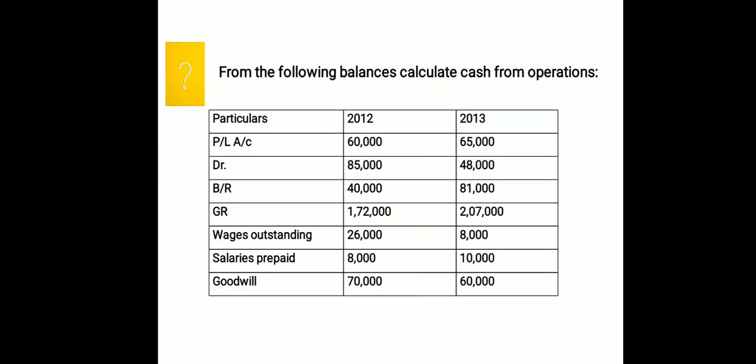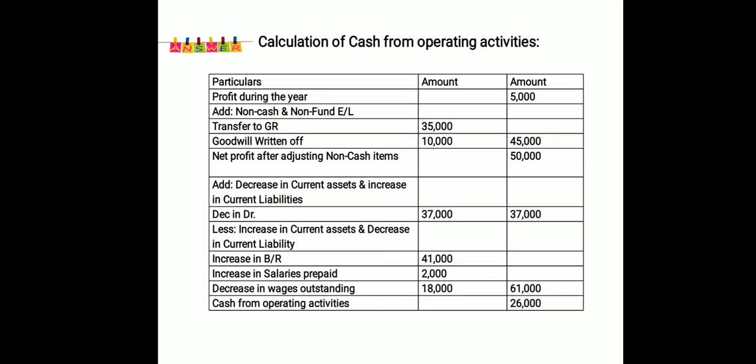Clear? And then we have goodwill. In 2012 goodwill is 70,000, and in 2013 goodwill is 60,000. That means we have gone for a writing off, 10,000 written off. And again goodwill written off is a non-cash expense or loss. So I hope now all the items are clear: which are non-cash expense or loss or income or gain, and which are current asset, which are current liability, which we need to add, which we need to deduct. All clear? So now moving towards the solution.